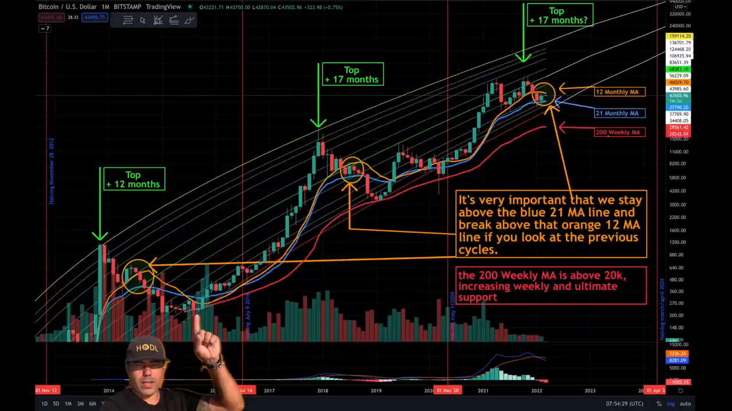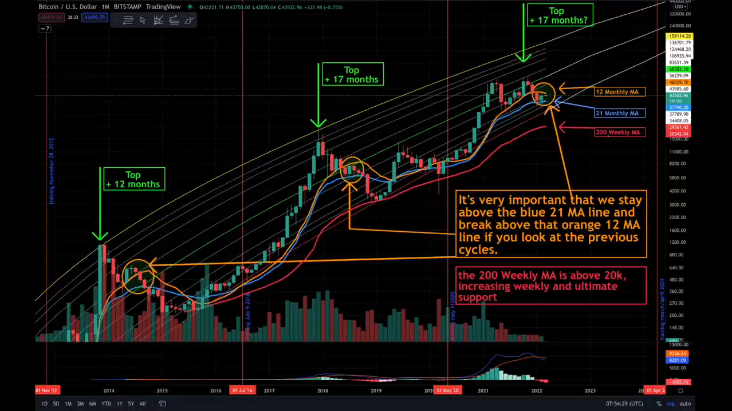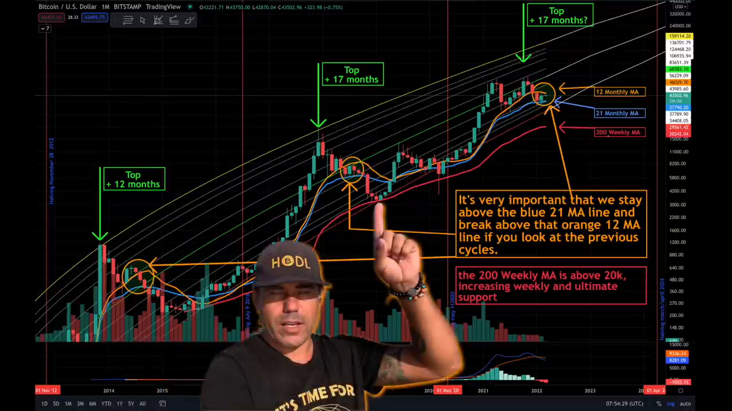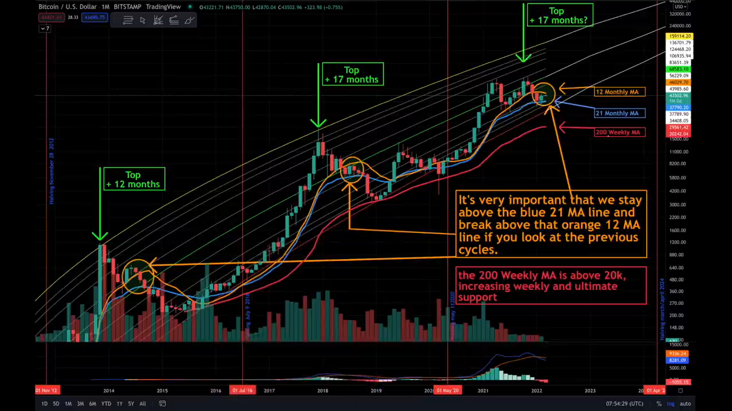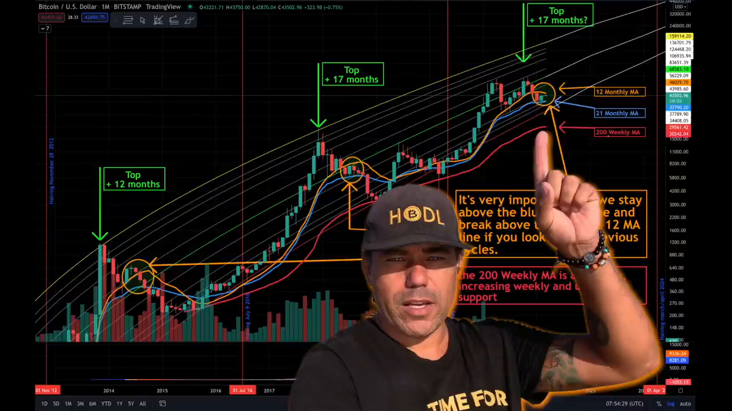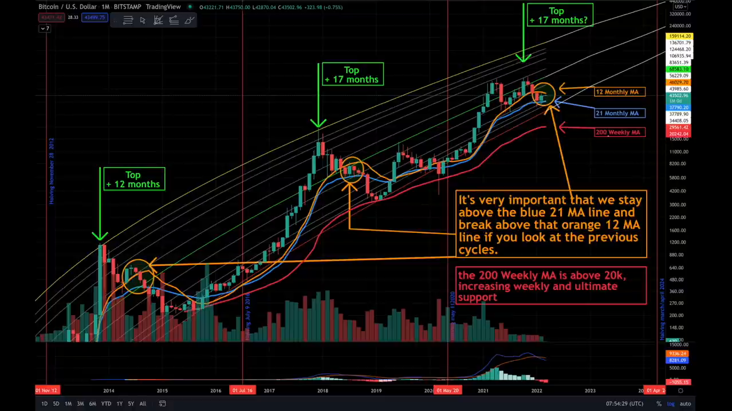So in 2015, we saw the bottom somewhere in August 2015, around the 200 weekly moving average. In 2019, February, we again saw the bottom, and that was again around the 200 weekly moving average. The 200 weekly moving average at the moment is at 20K, and it's increasing on a weekly scale. So I think on average it increases around $200 to $400 a month. So every month we will go a little bit higher.